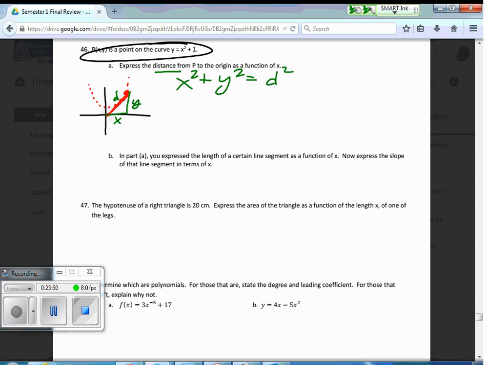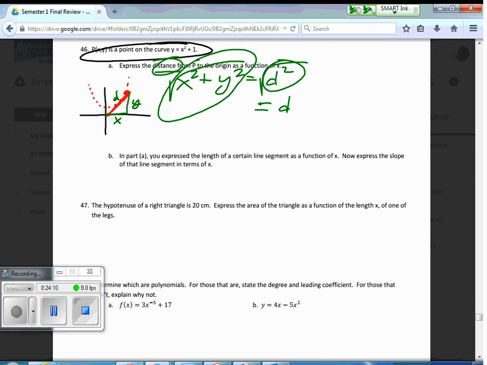And I'm trying to find d all by itself. So d isn't alone yet, so I take the square root. Square root of this, square root of that. Technically, you'd have plus and minus, but you can't have a negative distance. So there's my answer, except what's the problem? It isn't a function of x. This is pretty much the answer, except it's not a function of x.